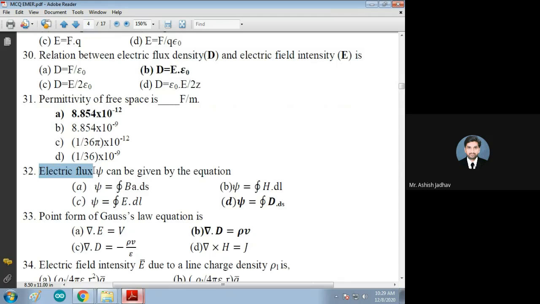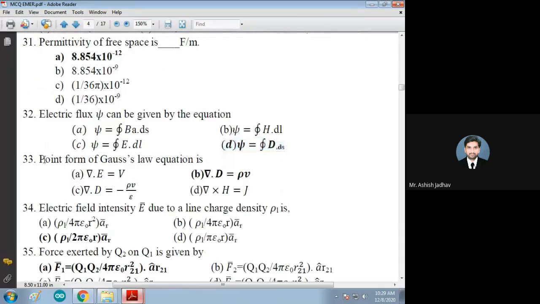Electric flux psi can be given by the equation. Psi is equal to, flux म्हणजे काय असतं, density into area. So this is a closed integral, closed surface integral D bar dot dS bar. So this is the correct option. Point form of Gauss's law. Point form of Gauss's law काय आहे? Del dot D bar is equal to rho v.